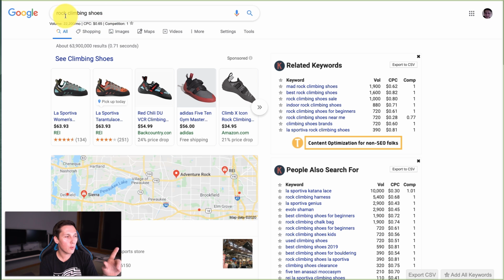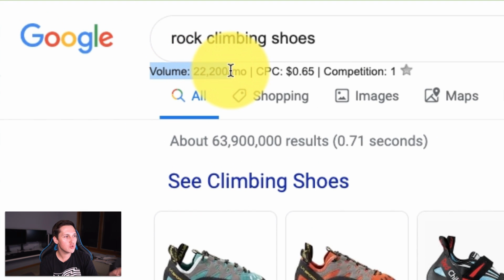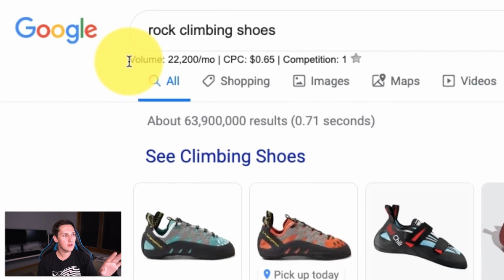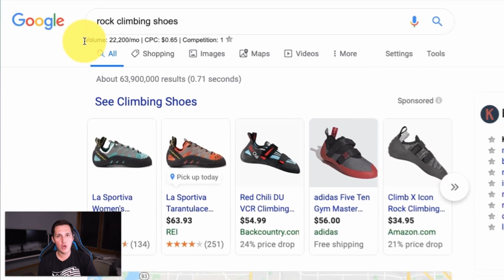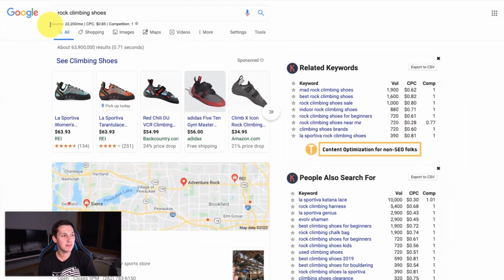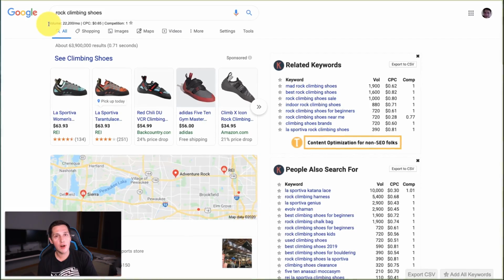So I did a search for rock climbing shoes. You can see underneath my search, it did volume 22,200 a month. That means that every time someone searches this, Google is telling us that there's approximately 22,200 people a month that are searching this keyword. So Keywords Everywhere puts that data below the search that I do so that I can see that and make a good decision on what keyword I want to go after.